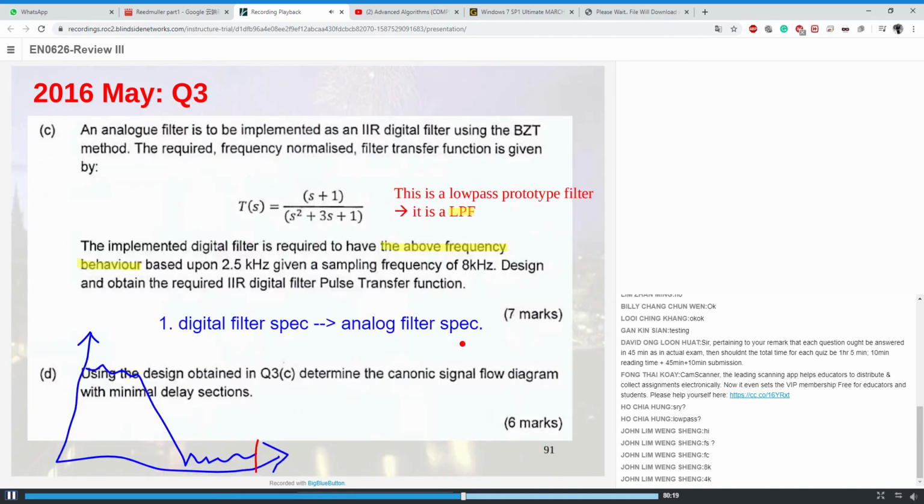Once you know your analog corner frequency in terms of the analog filter spec, I can move to my second step already. The second step is I can come up with my H(s) analog transfer function, based on the H(p), which is actually a normalized transfer function, a low pass filter, by substituting. I don't have omega, I use W equals to.